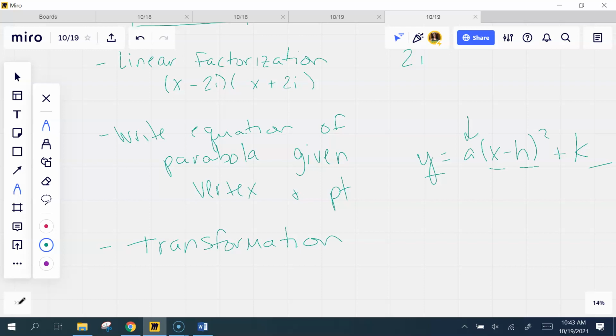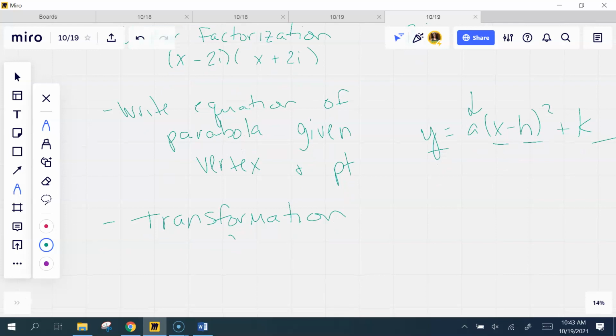You will do the transformations. You will graph it precisely. And you will do the domain and range on that. No, domain and range, that's interval notation. And end behavior is limit notation.